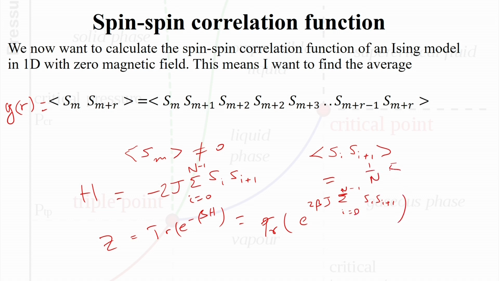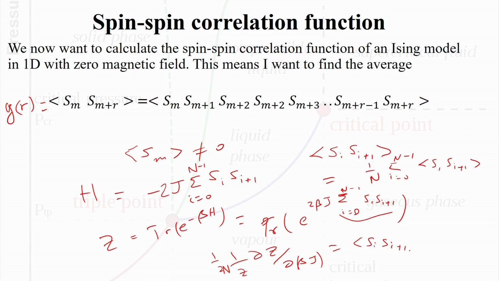So, given that this does not depend on i, this is 1 by N times the sum over i from 1 to N minus 1 of S_i S_i plus 1, and the average of this is clearly, if I take dZ by d beta J, and then I divide by Z, and then I divide by a further factor of 2, and then I divide by a further factor of N, that is going to be my average of S_i S_i plus 1. So basically that is what this is. If I differentiate with respect to this, I will pull this down and then I trace that over and I get this result.